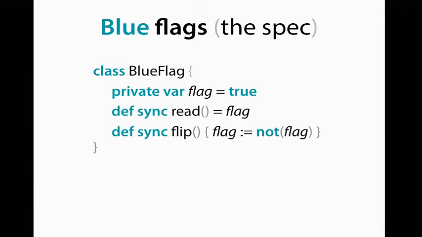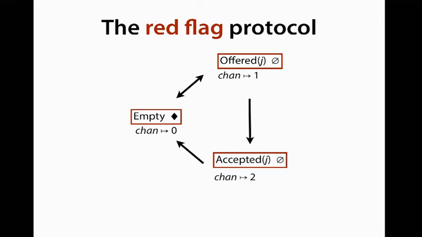Now, I'm not going to show you the implementation straight off. It's a bit complicated. I'm going to start by showing you a protocol that explains the essential idea. So the implementation, in addition to having a flag, has a side channel, just like with the elimination stack. And the side channel takes on three values. Either it's empty, so the value is zero.